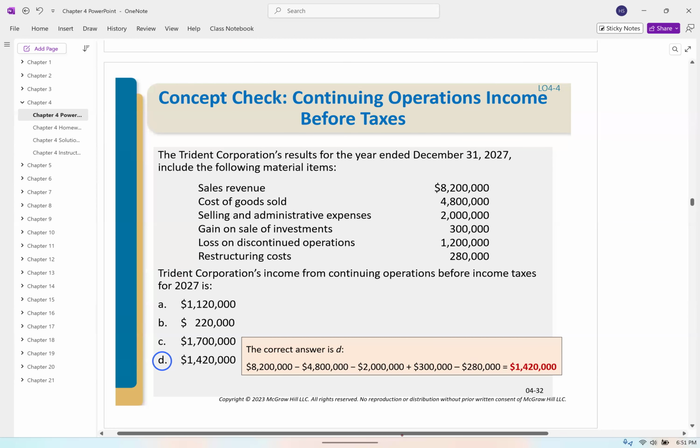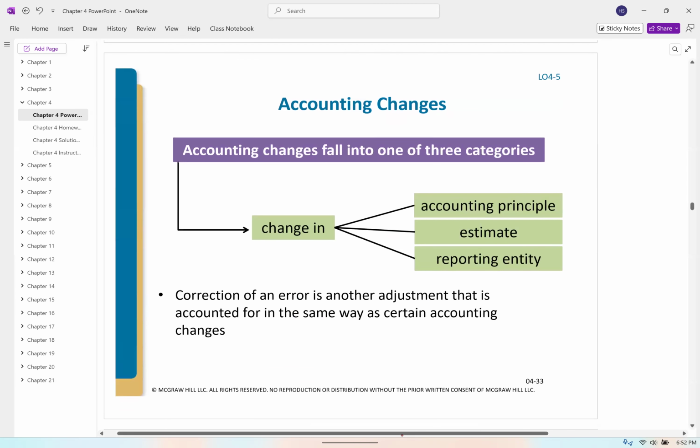Okay. All right. So now we're going to jump into accounting changes. Accounting changes are going to fall into one of these three categories: accounting principle, estimate, or reporting entity. A correction of an error is another adjustment, and it's accounted for the same way as certain other accounting changes. So let's dive into these.